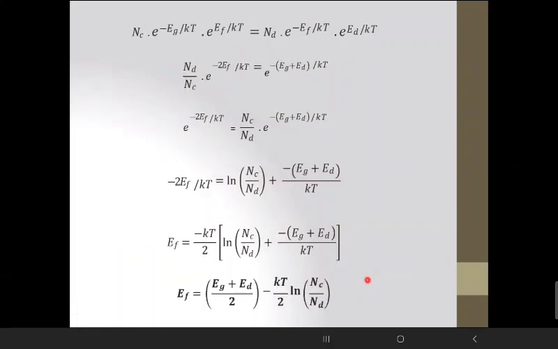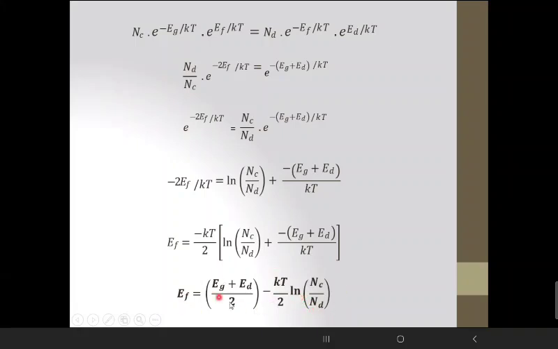When you equate these two, you will get ND over NC equals exponential of minus 2EF over KT. Then you have to eliminate this exponential, so you take ln on both sides. When you take ln on both sides, you will get this formula for EF. What is that? Fermi energy, the Fermi energy for the extrinsic N-type material.